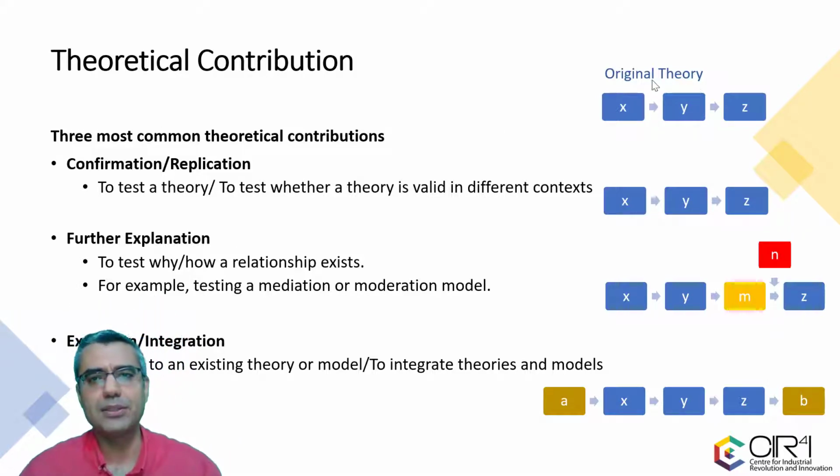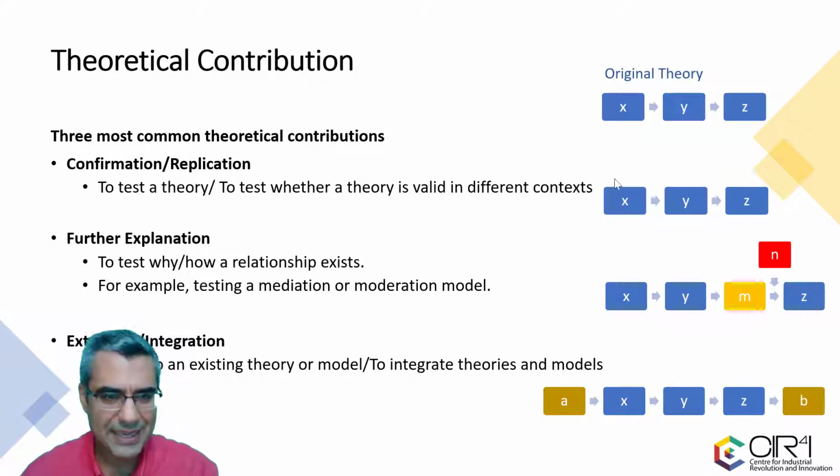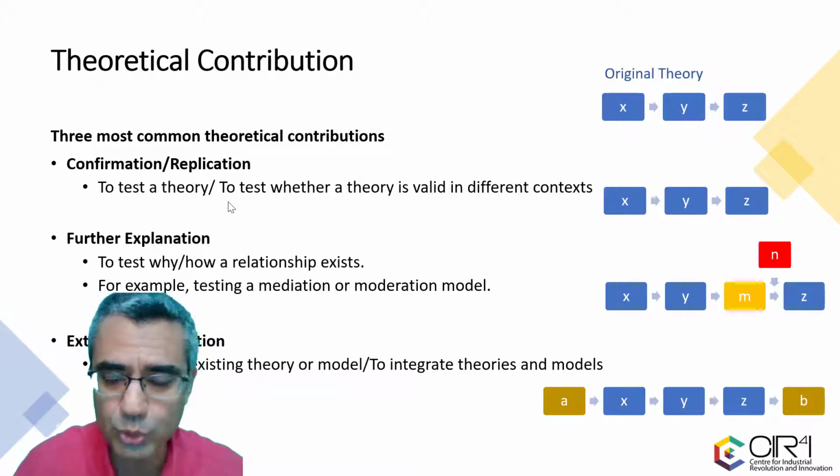So for example, this is the original theory, and the original theory has already been tested, and assume that it's the relationship between some variables, as you can see, I named them X, Y, Z. So now, how can you justify theoretical contribution when you have such a model developed by this theory? One is confirmation or replication that we just discussed. You would test the same model in different contexts to test whether a theory is valid in other contexts. So we test or confirm a theory in other contexts. I already explained this part to you.